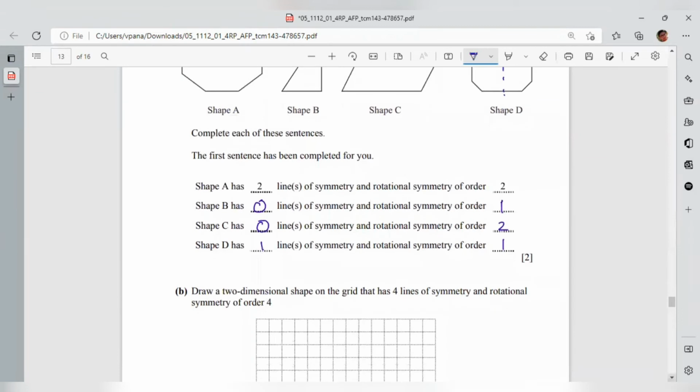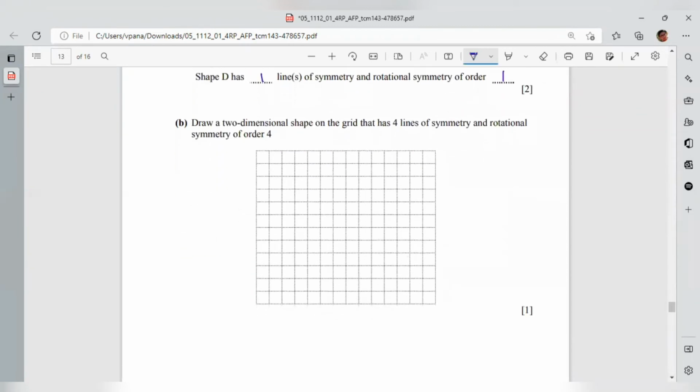Now, part B says, draw a 2-dimensional shape on the grid that has 4 lines of symmetry and rotational symmetry of order 4. So, of course, that is going to be a square. A square has 4 lines of symmetry and rotational symmetry of order 4. So, you can just count the number of squares over here. 1, 2, 3, 4. So, we can draw a line like this. 1, 2, 3, 4.